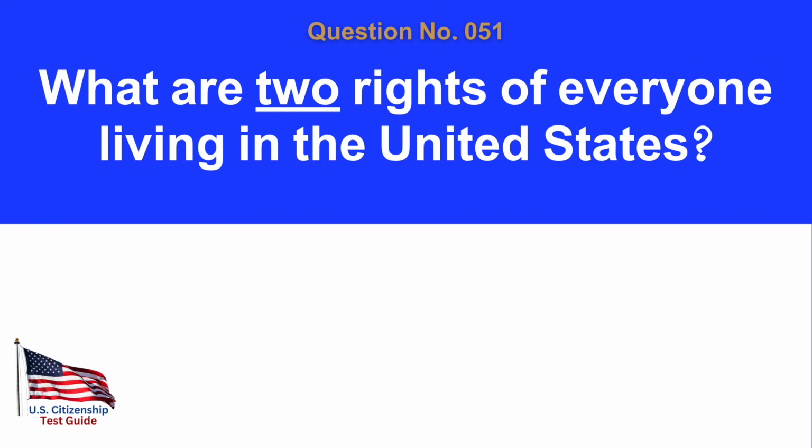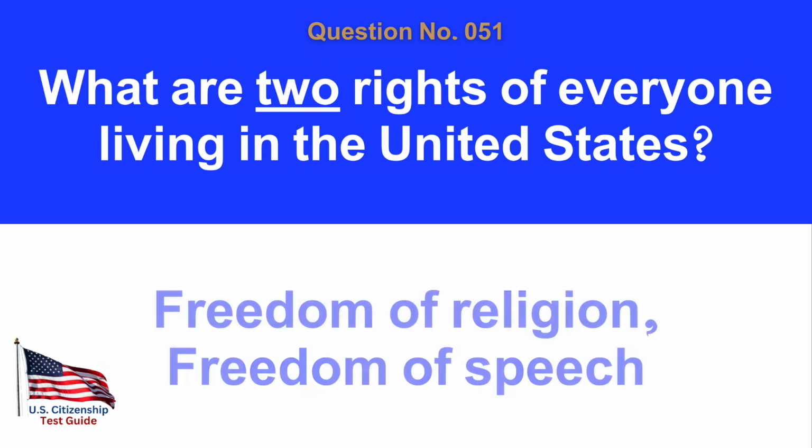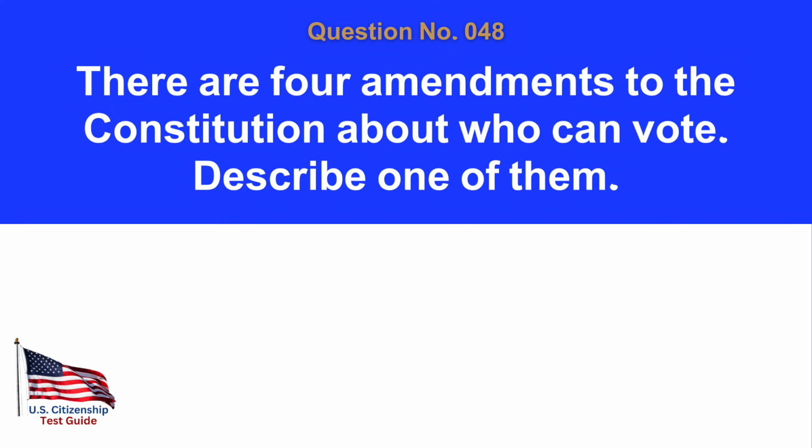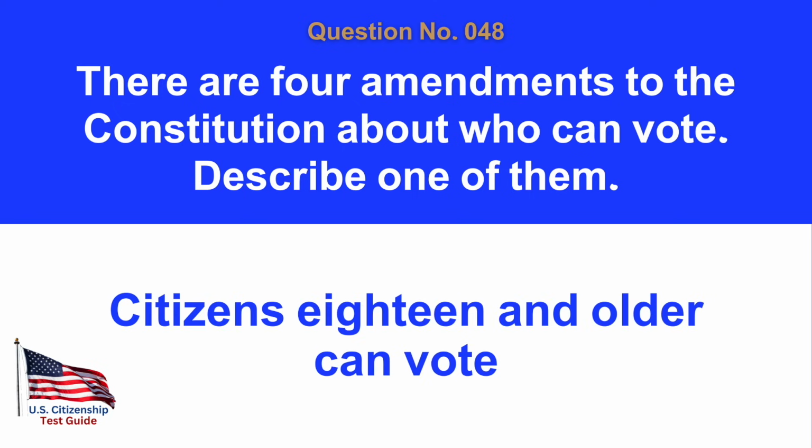What are two rights of everyone living in the United States? Freedom of speech. Freedom of religion. There are 4 amendments to the Constitution about who can vote. Describe one of them. Citizens 18 and older can vote.